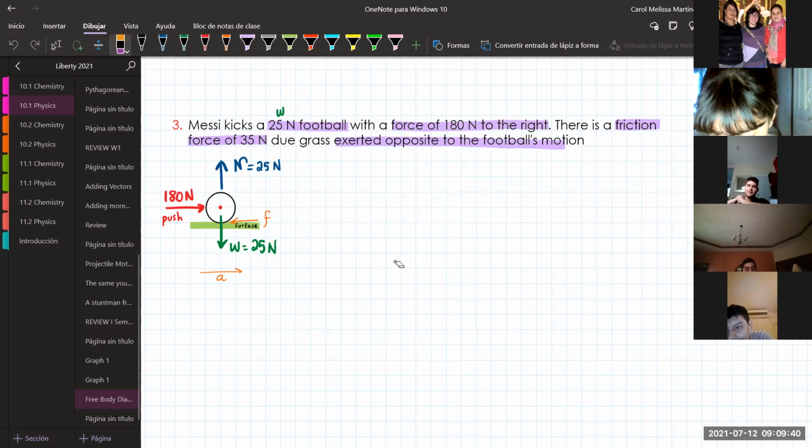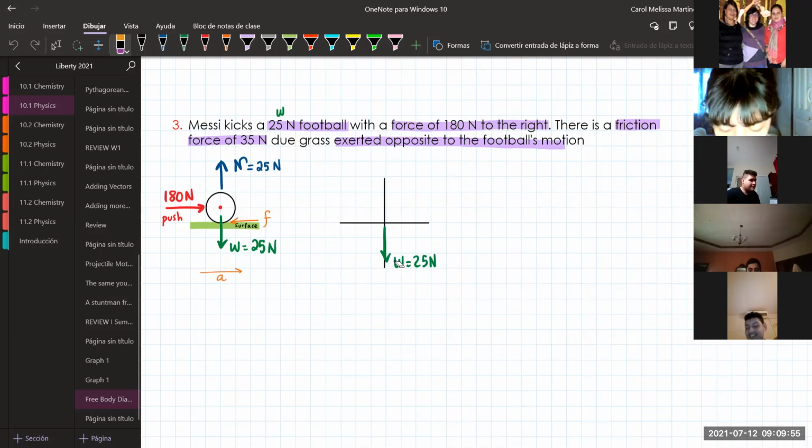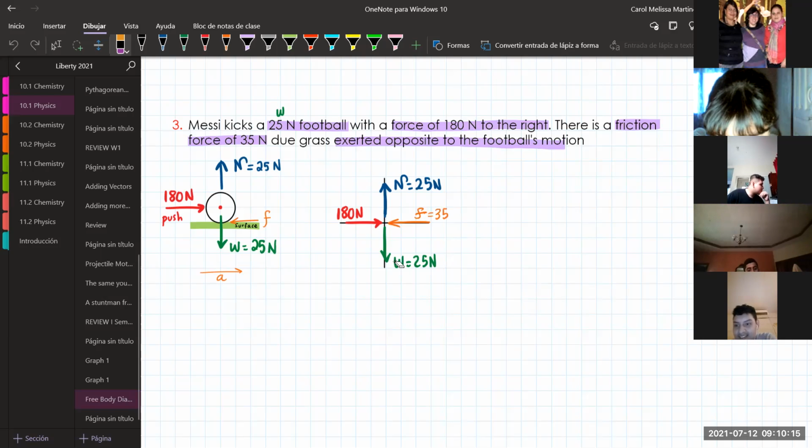Then all you do is the Cartesian plane and include all the forces. So down you have the weight 25 Newton. To the right you have 180 Newton. Up you have the normal. And to the left you will have the friction, and is equal to 35 newtons.